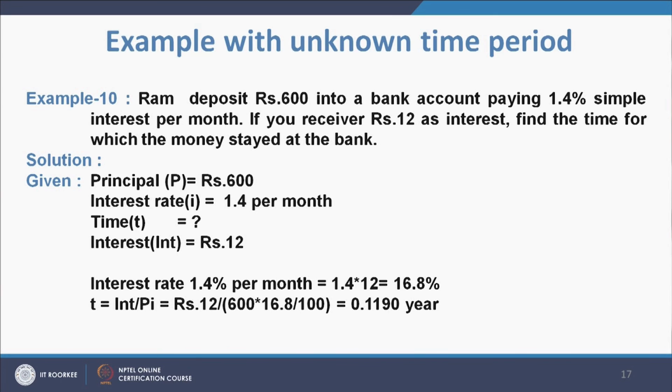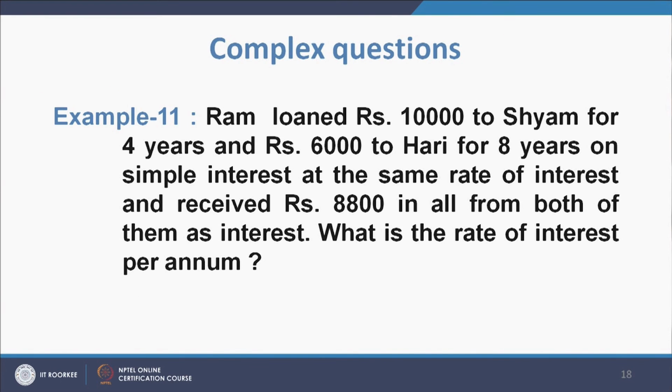So, time is interest divided by P I, which is equal to 12 divided by 600 into 16.8 divided by 100 in brackets. So, it comes out to be 0.1190 year.